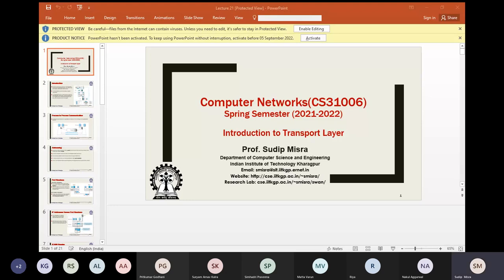So I hope that by now you understand that in the assignments you are doing, when we are talking about port numbers, etc., now you understand what this port number is.